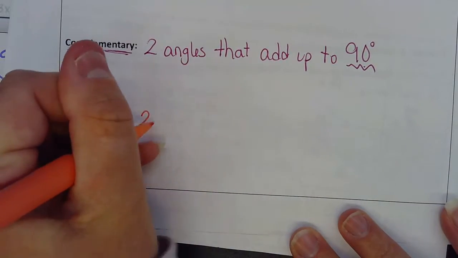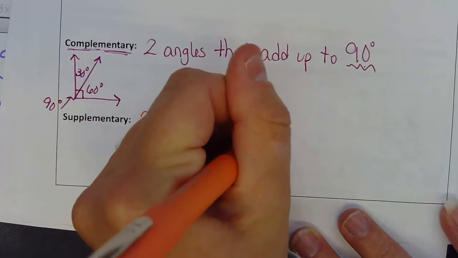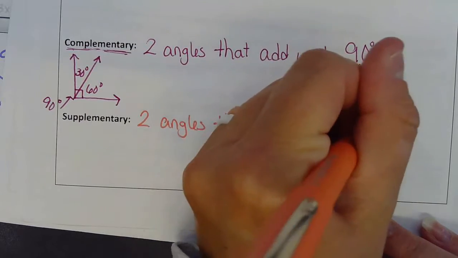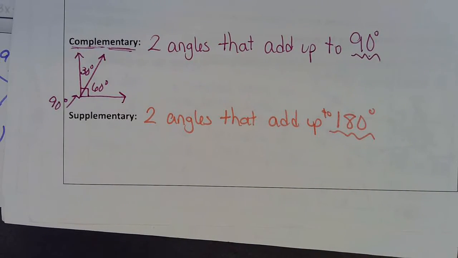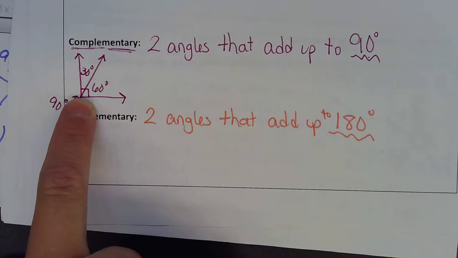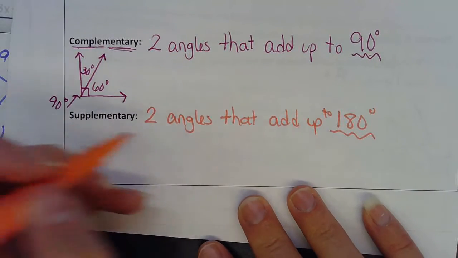Supplementary means that you have two angles that add up to 180 degrees. Now, supplementary angles won't have a little box or anything like that. Complementary will be obvious because you'll have that little box. Supplementary won't be as obvious, but what you look for with supplementary angles is a straight line.